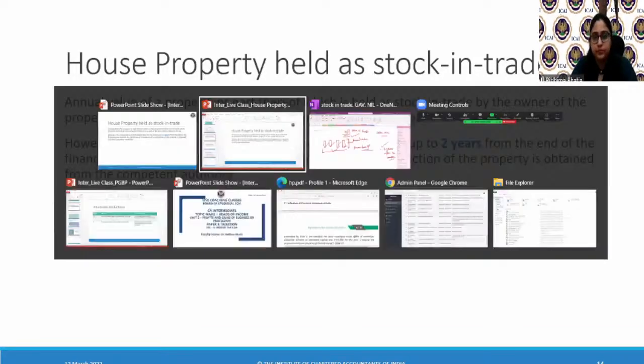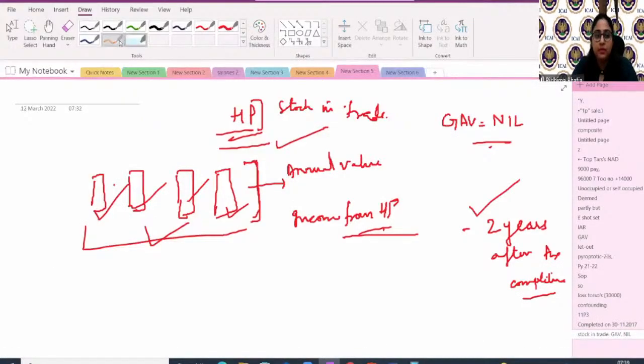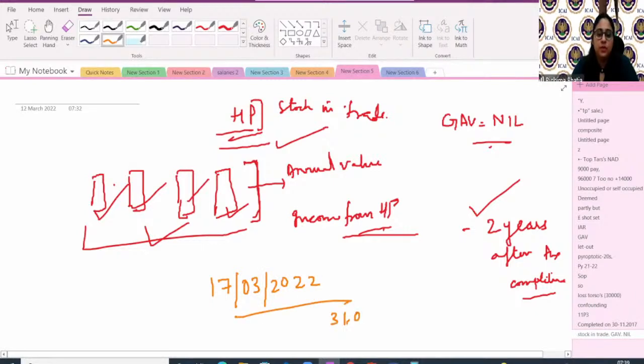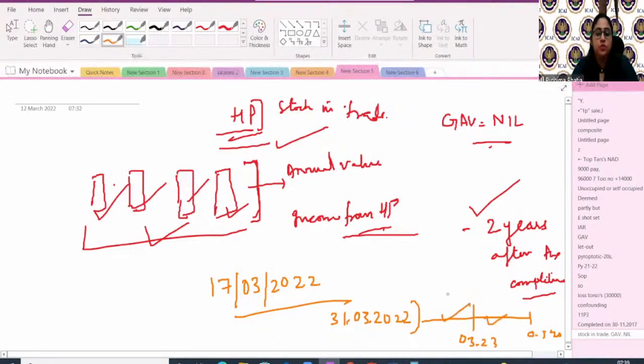So if the construction got completed on 17th March 2022, 31st March 2022 is the end of the financial year. So 2 years from here: March 23 and March 24. So in these 2 years, the gross annual value of the property held as stock in trade would be nil. Going forward, it would be considered on a deemed let out basis.